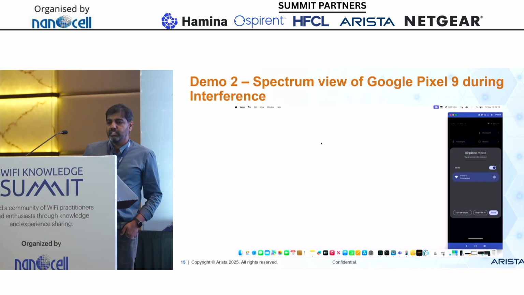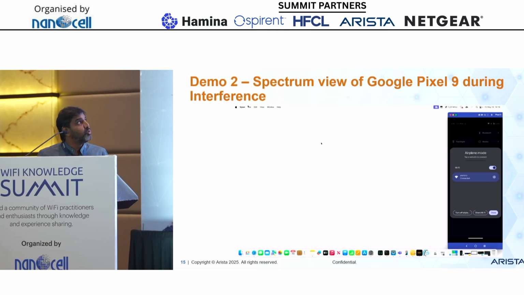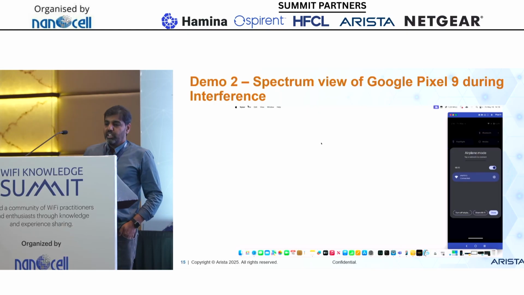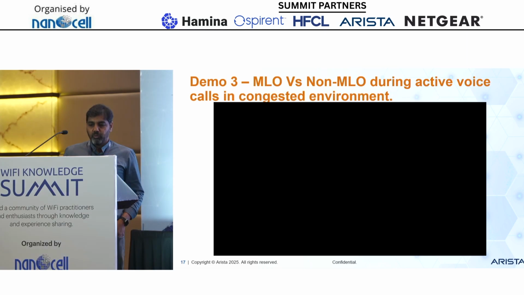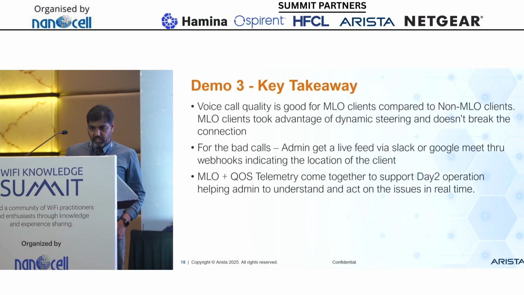The second demo is a spectrum view of the Google Pixel 9 during interference. As per the MLO spec, MLO achieves significantly high throughput and low latency for enhanced reliability. But how do clients behave in an extremely dense environment, right? To prove that point, we tested it with a Google Pixel 9. In this case, what we are going to run, just a second.